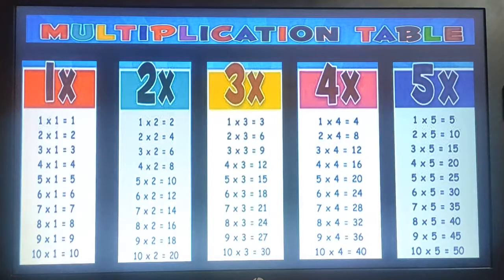5's table. 1 into 5 is 5, 2 into 5 is 10, 3 into 5 is 15, 4 into 5 is 20, 5 into 5 is 25, 6 into 5 is 30, 7 into 5 is 35, 8 into 5 is 40, 9 into 5 is 45, 10 into 5 is 50.